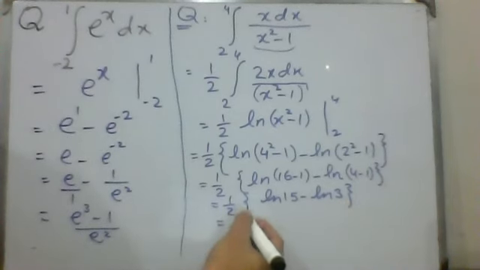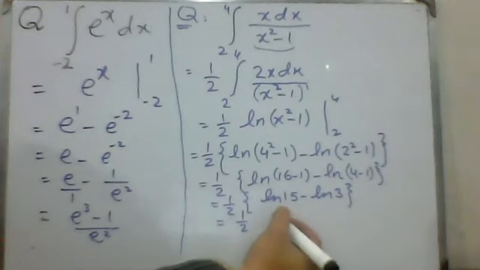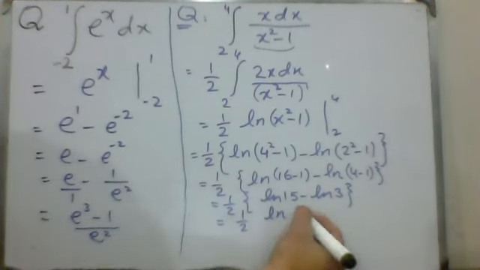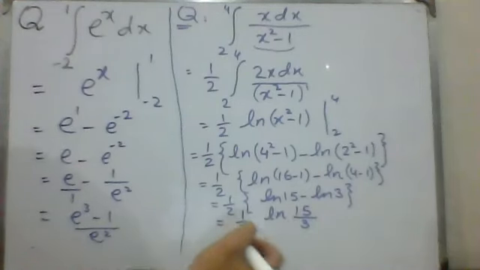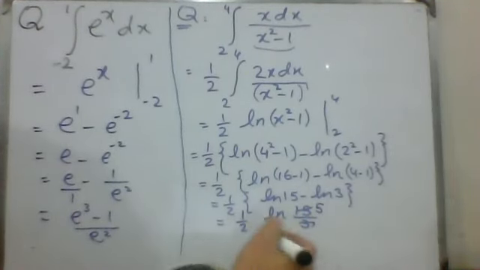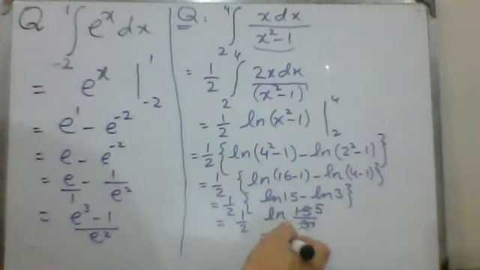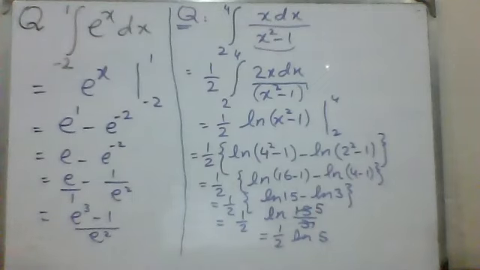So here, using the log property, what is the log property? If there is a subtraction between two logs, then we can write it in the division form, that is 15 by 3, with a single log. So 3 fives are... we get from here the answer is 1 by 2 ln of 5. That is your required answer after simplification.